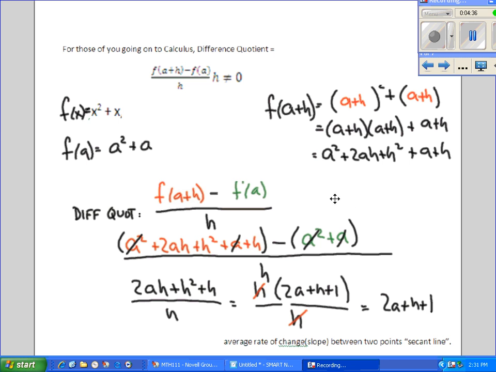So the difference quotient says to take f of a plus h, subtract f of a, and divide it by h. So in red here is my f of a plus h formula, and in green here is my f of a formula. Now notice several of the terms cancel out, and then we can factor out an h, and then cancel the h in the denominator, and we get a new function here. And again, if we're in calculus, we take the limit as h approaches 0, and we'd finish it up to get our average rate of change, which is the slope between 2 points.